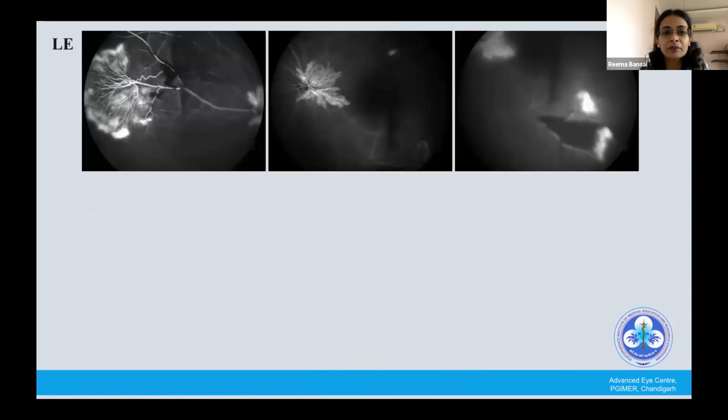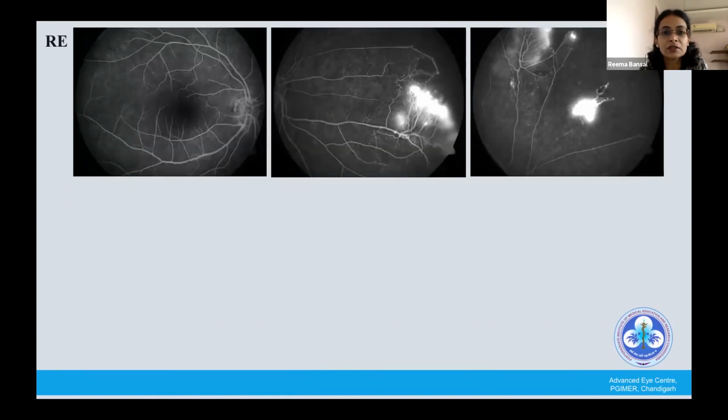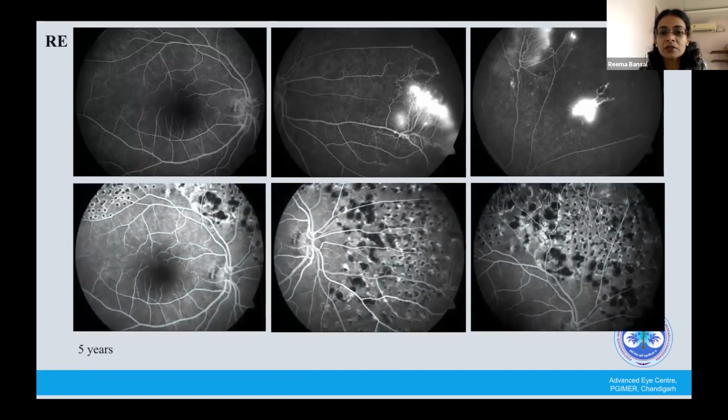And if we compare the baseline angiogram of the left eye, this is what it was. And this is what he was after 5 years, doing fairly well. Right eye, these were the NVEs in the right eye. And this is how at 5 years the right eye is behaving.